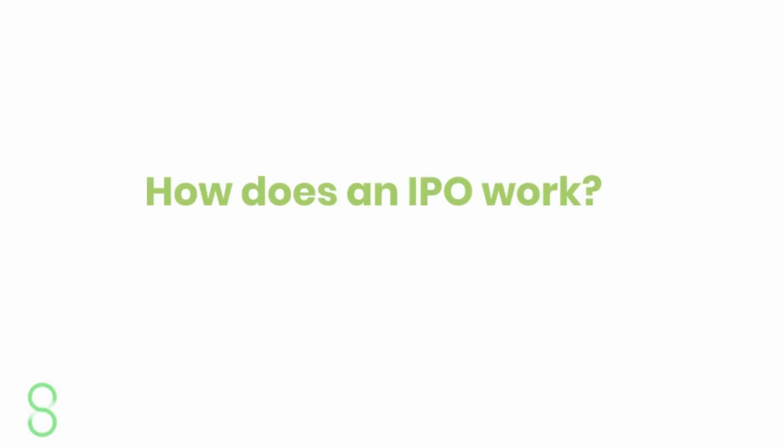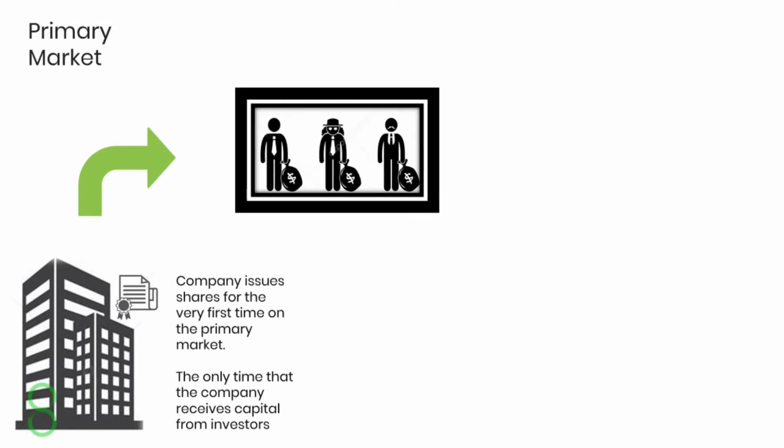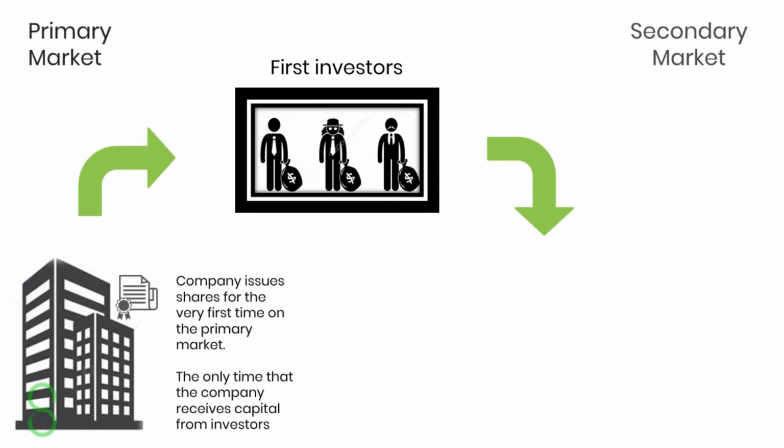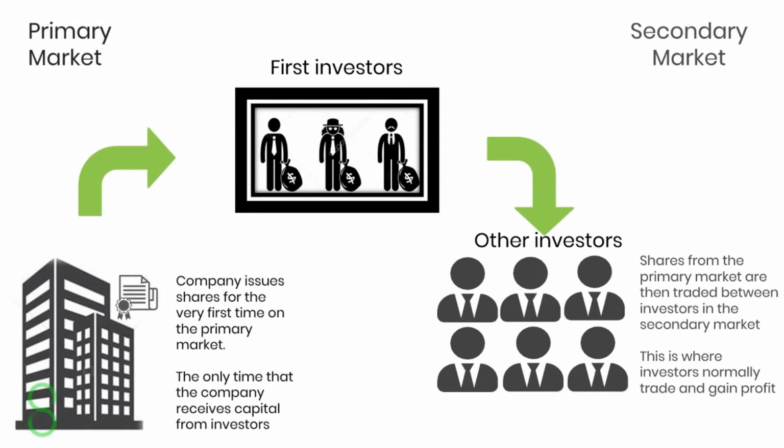Now, let me explain how an IPO works. A company would issue shares for the very first time on the primary market as an IPO and sell their shares directly to investors. First, investors would enter a ballot and try their luck in buying as many IPOs as possible, due to demand being greater than supply. Lastly, the IPOs would be sold to other investors through the secondary market. The secondary market is where most trades are generally made.